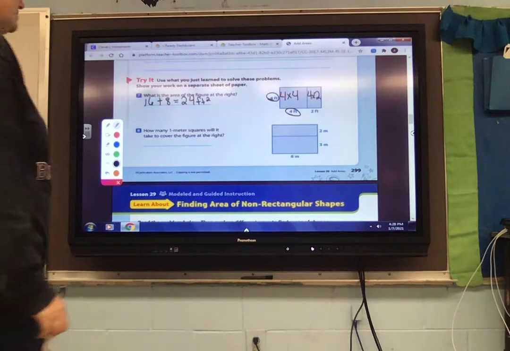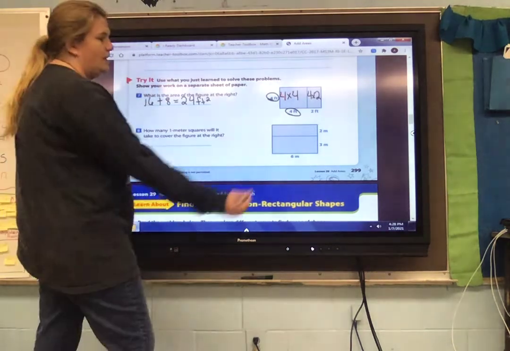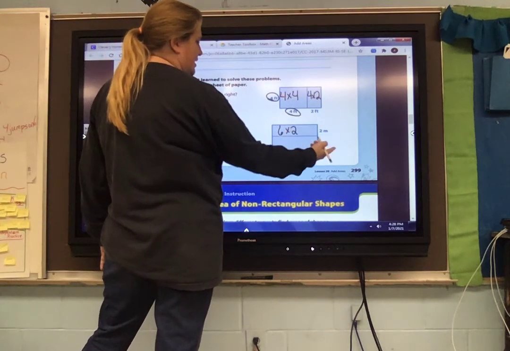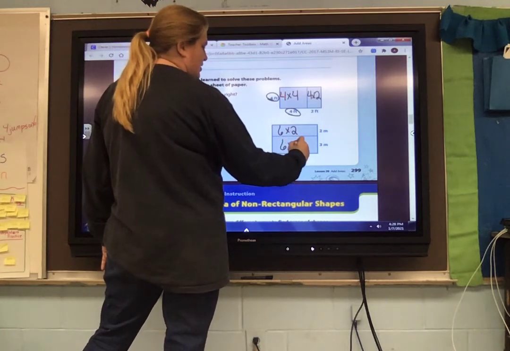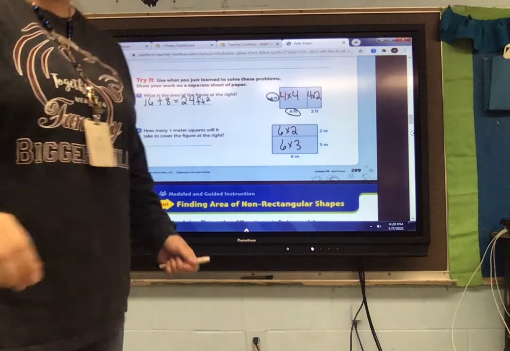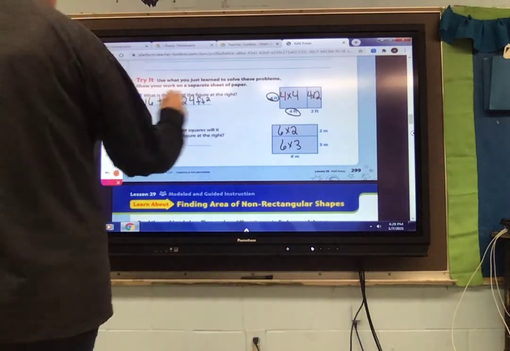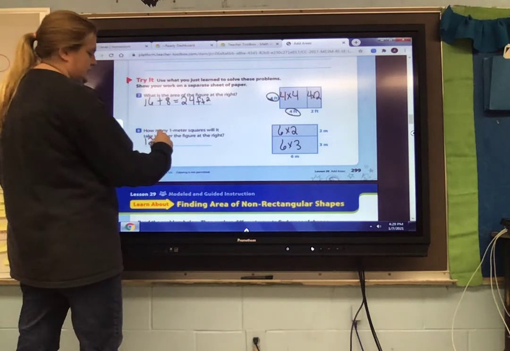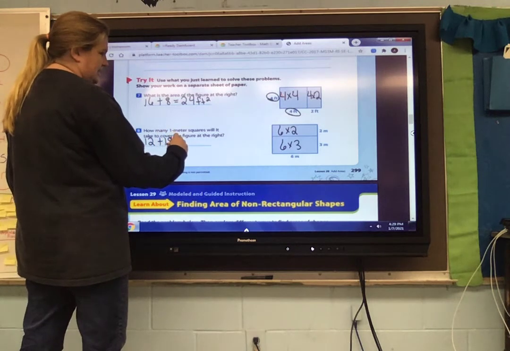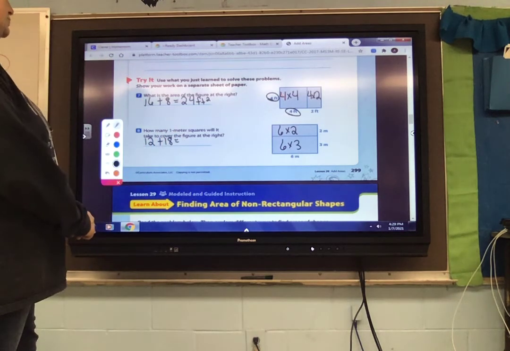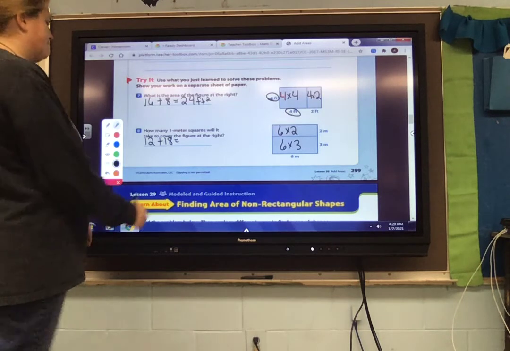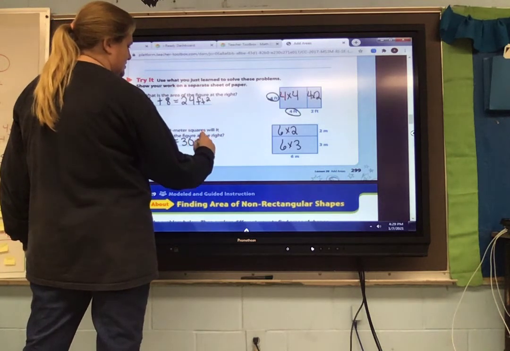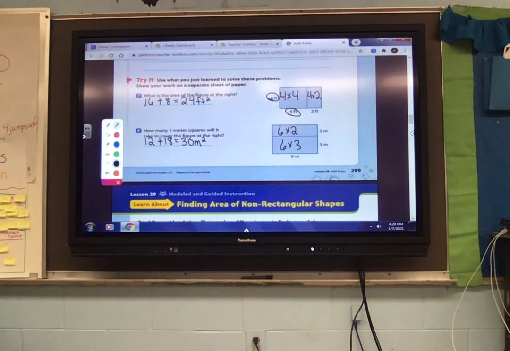Number 8, doing the same thing. The top one is 6 long times 2 wide. The bottom one is 6 long times 3 wide. So let's multiply those and then add them together. 6 times 2 is 12, plus 6 times 3 is 18, and 12 plus 18, 30. Our label is meters. M stands for meters, and we're going to square it, 30 meters squared.